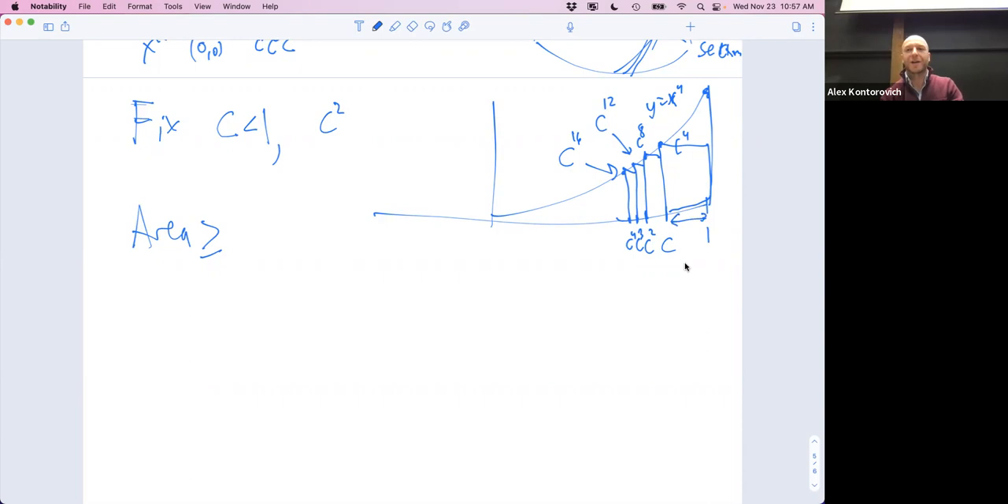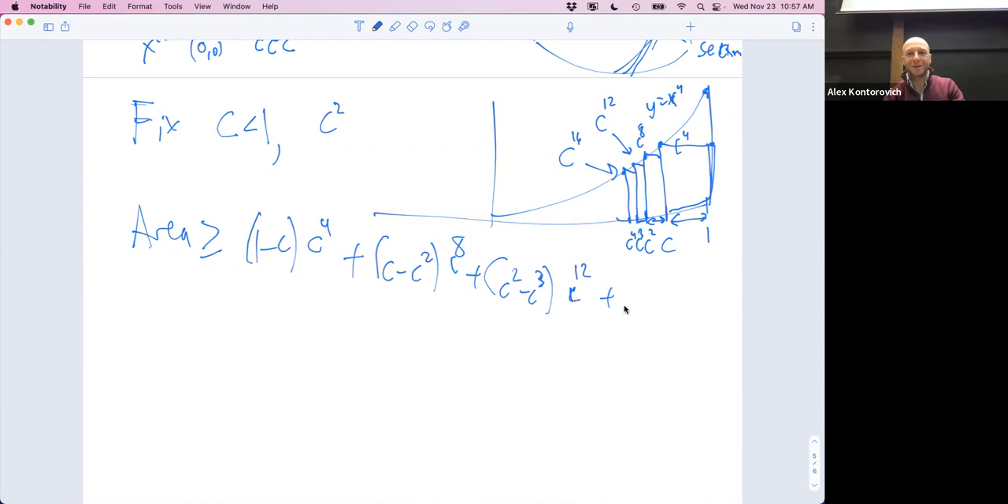So what's the base of this rectangle? 1 minus C, exactly, Yusuf. And what's the height? C to the 4th. How about the next rectangle? What's its base? C minus C squared. And what's its height? C to the 8th. What's the next one? C squared minus C cubed. And its height? C to the 12th. And the next one? C cubed minus C to the 4th with a height of C to the 16th, and so on forever.